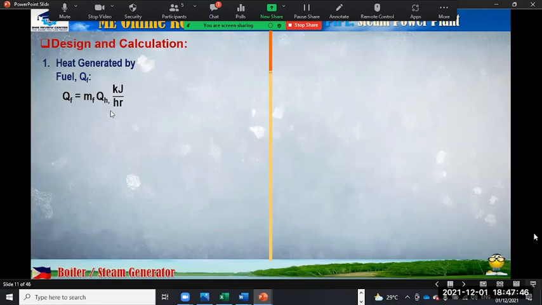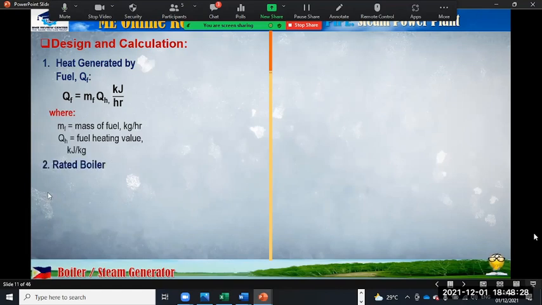The unit of the heat generated by the fuel will depend on the unit of the mass and the heating value of the fuel. The unit for the heating value of the fuel is kilojoules per kilogram, while the mass flow rate of the fuel is expressed in kilograms per hour. So the unit that we have for the heat generated will be kilojoules per hour. Take note that M sub F is the mass of the fuel and Q sub F is the heating value of the fuel.